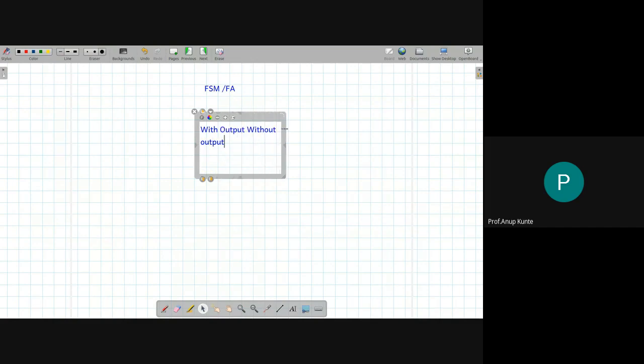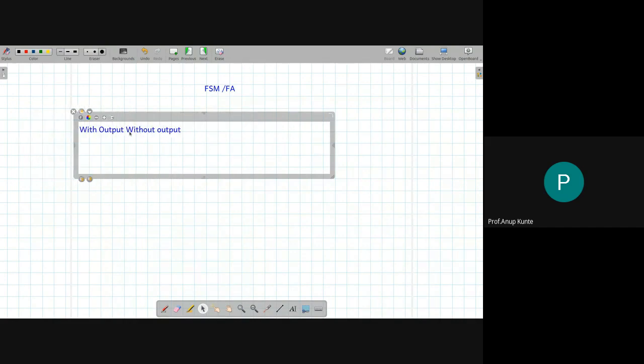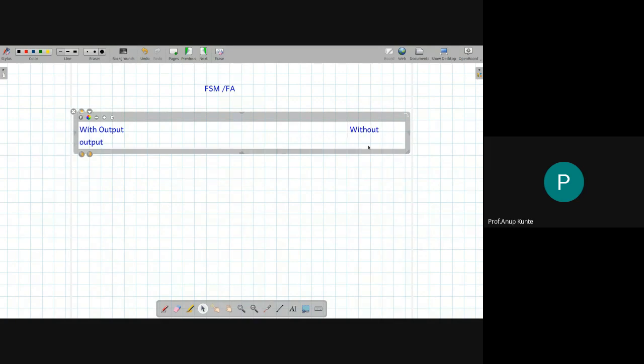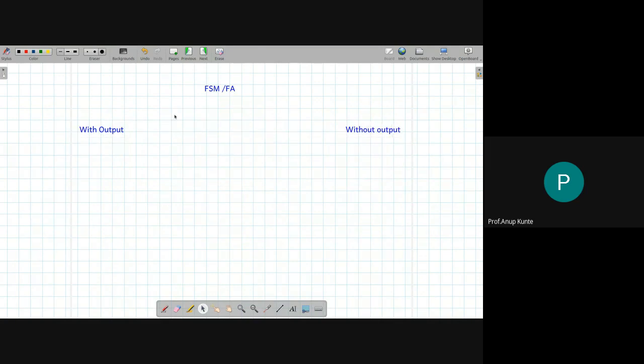You'll get a feel of categorization soon. So these are the first two subcategories. One is FSM with output, FSM without output, or FA with output and FA without output. Two categories. It is clear.